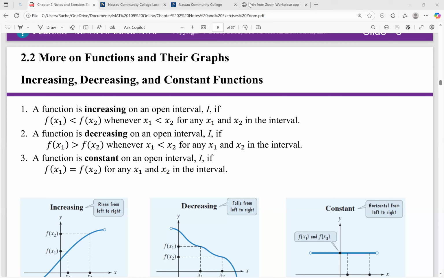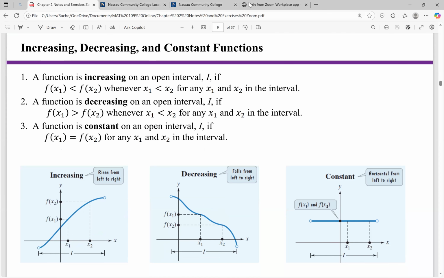In this lecture, we're going to cover section 2.2, which is more on functions and their graphs. So we're going to continue the lecture that we covered in the last video from 2.1, and now we're going to look at where a graph might be increasing, decreasing, or staying constant. So we're going to continue on with graphs, and now we're going to look at this perspective. We're able to look at a graph and say where the function's increasing, decreasing, or possibly staying constant.